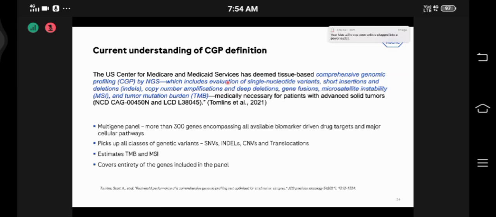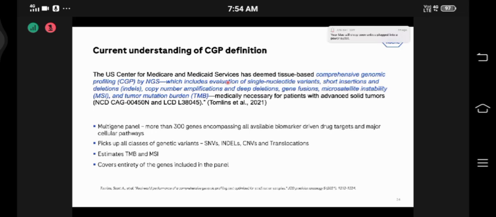And it picks up all classes of genetic variants, just as we discussed: the SNVs, indels, CNVs, and translocations. And unless we sequence hundreds of genes, we cannot talk about tumor mutational burden. So if we're talking about tumor mutational burden, we need to have a denominator. So what is the denominator? Again, it depends on the number of genes also. And microsatellite instability, which in the next few slides we will see its importance, and how important it is for a medical oncologist to know that the microsatellite instability is high or low.